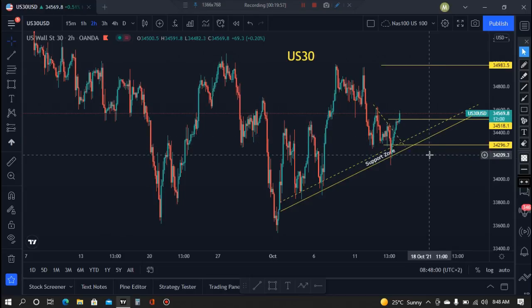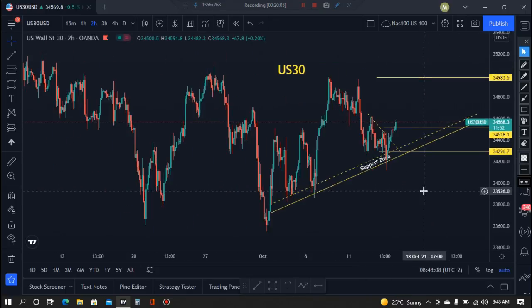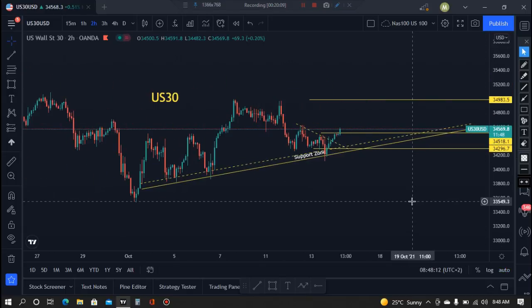Now we are on US30. On US30, you can see that it's the 2-hour time frame. Let me just make this auto. Yeah, it's the 2-hour time frame. So you can see that the market came back and respected our resistance. So here was my pending order.